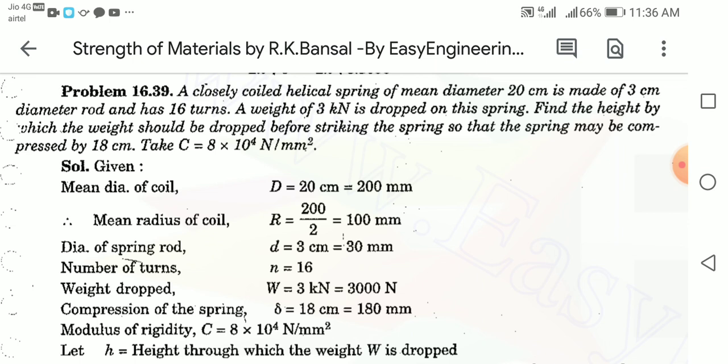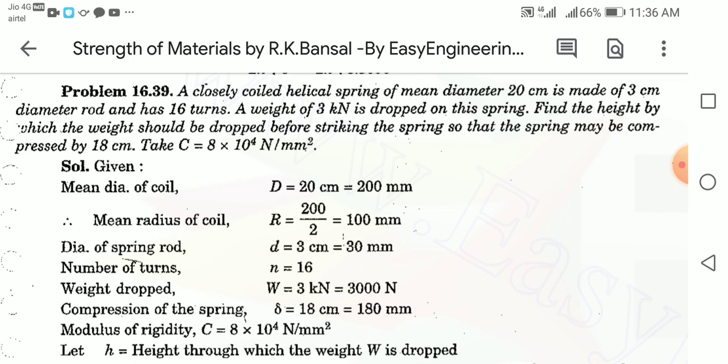So, the spring diameter and the total coil diameter. The coil diameter is the spring's outer diameter. The spring itself has a small diameter and it is spirally formed. So that spring's small diameter is denoted as the diameter of the spring, in small d notation.